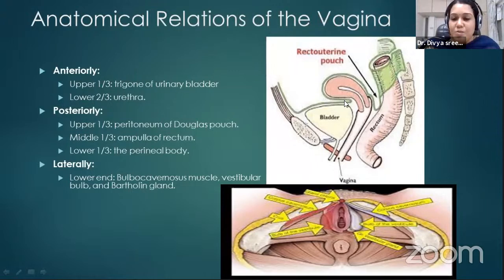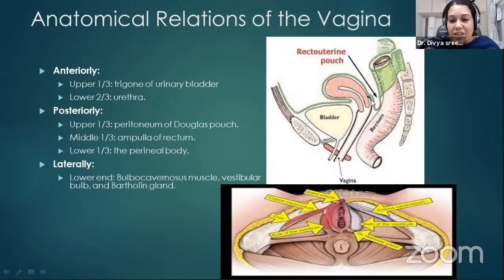This is a small pouch, and this is the recto-uterine pouch. This is a somewhat deeper pouch, and it is the most dependent area, the lowermost portion. So if there is any secretion, it will easily collect in the recto-uterine pouch. This pouch is also known as the cul-de-sac.